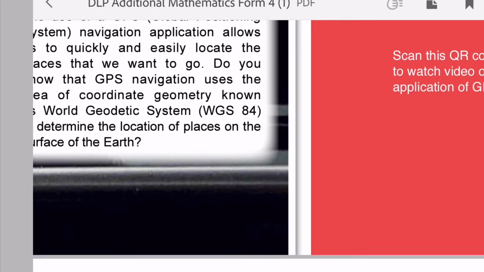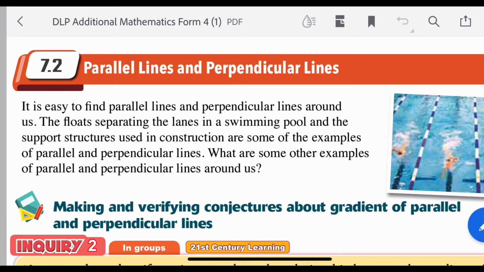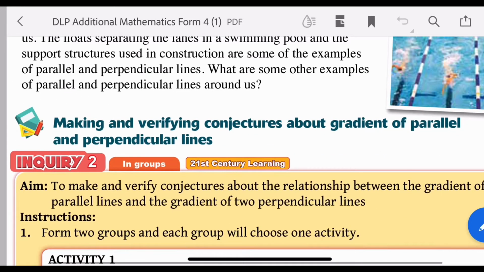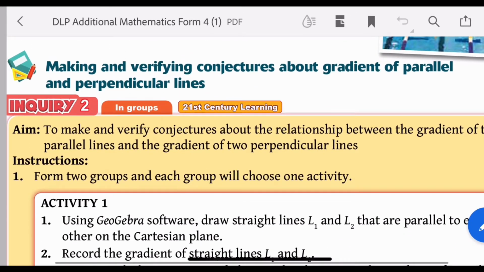Now let's focus on parallel lines and perpendicular lines. It is easy to find parallel lines and perpendicular lines around us. The floats separating the lanes in a swimming pool and the support structures used in construction are some examples of parallel lines and perpendicular lines. Today we want to focus on Inquiry 2, which I think is very meaningful: making and verifying conjectures about the gradient of parallel and perpendicular lines.